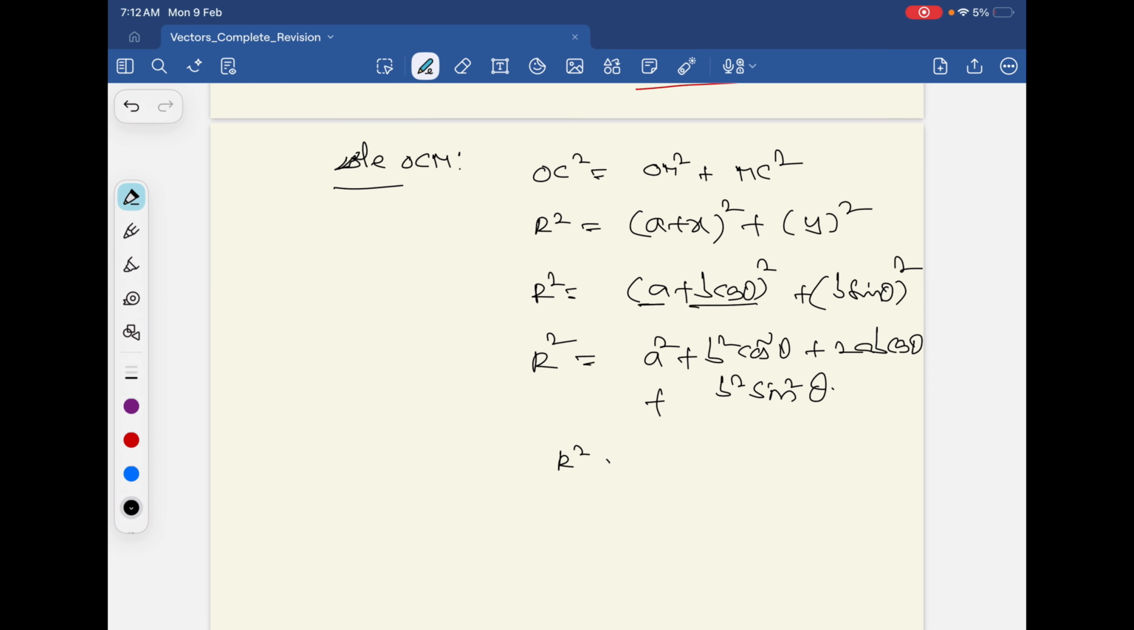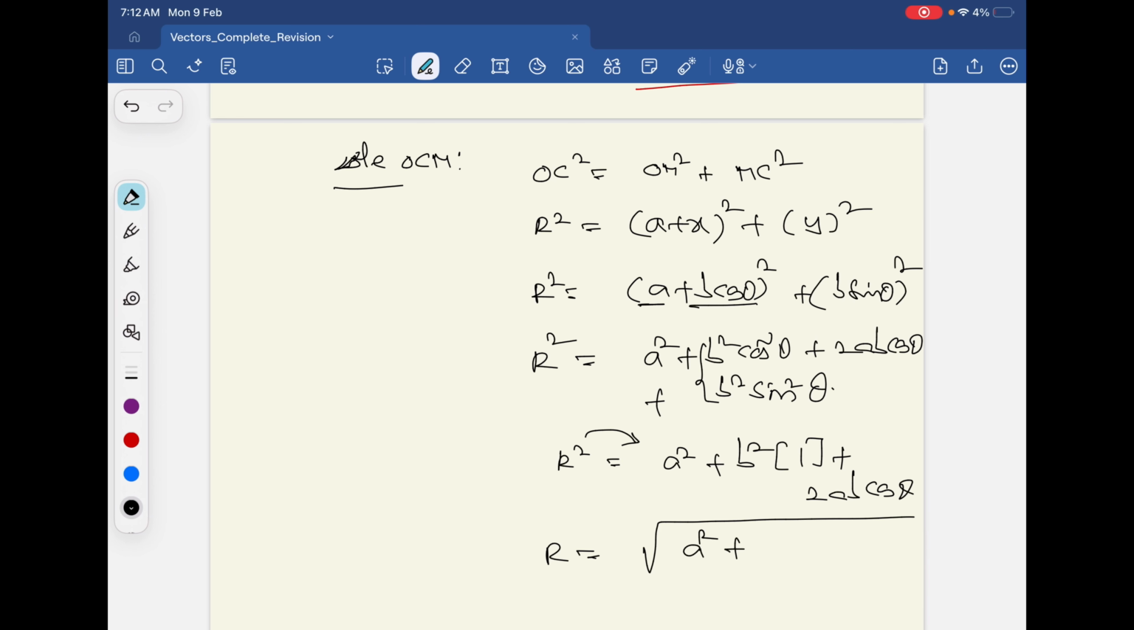Okay, so now what happens? R square becomes A square plus, in these two take B square common, so sin square theta plus cos square theta is 1, so plus 2AB cos theta. Now R becomes under root of A square plus B square plus 2AB cos theta. This is the resultant of two vectors.